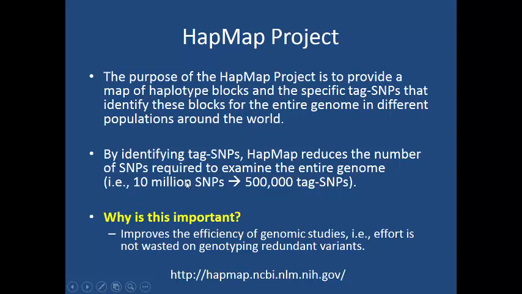So if you have 10 million, let's say, single nucleotide variants in the genome, we know that some of those are inherited together. And so if we can figure out which ones tag a particular region or haplotype, we can dramatically cut down the number of variants we have to interrogate in the genome to provide us information about a larger percent of the genome. So why is this important? Again, it improves the efficiency of genomic studies. Effort is not wasted on genotyping redundant variants.